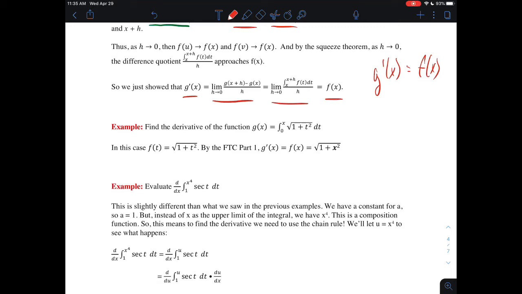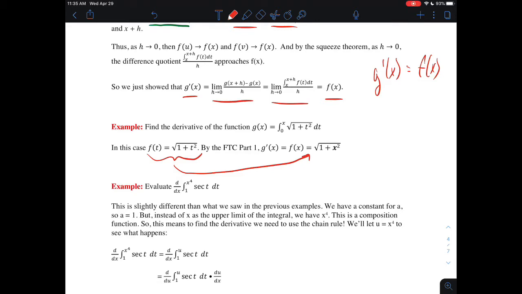By the fundamental theorem of calculus part 1, g prime of x is equal to f of x, which is just take this function f of t and replace t with x. And we get the square root of 1 plus x squared. So that's really all that's happening with that theorem.